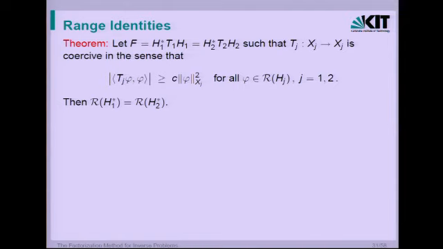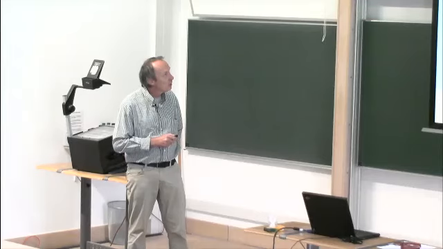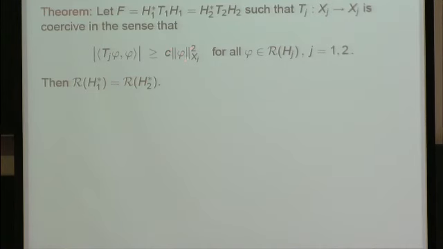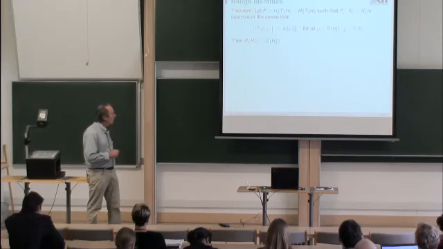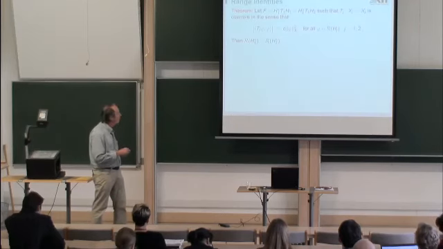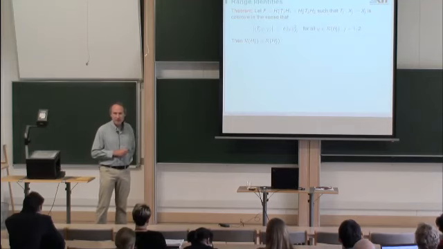But you take the absolute value of these complex numbers, and it's possible to estimate that from below by a constant times the norm of phi squared in this space Xj. For all phi, you only need to have it in the range of this operator Hj. Then you know that the range of this operator is the same as the range of that operator. So this is the basic theorem we will apply to our scattering problem, but it's a purely functional analytic theorem.